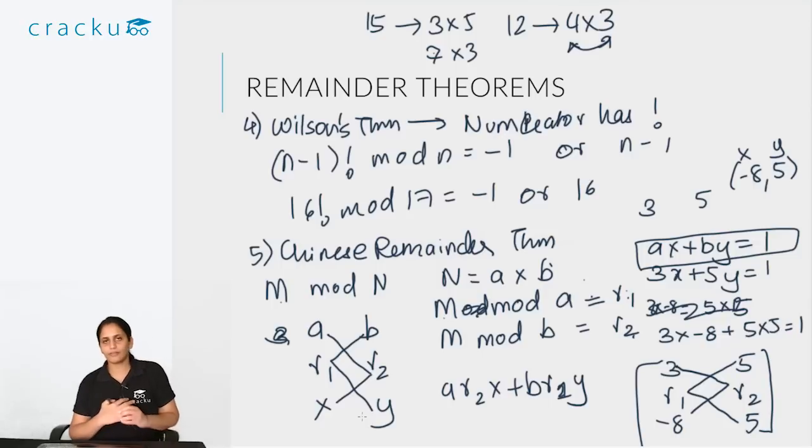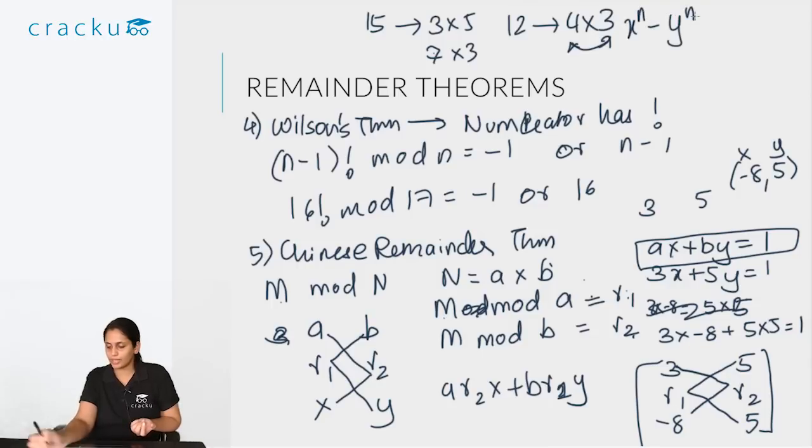There are two other things that you should remember in remainder theorems. Suppose you are given an expression with x raised to something and y raised to something. Remember that x raised to n minus y raised to n is always divisible by x minus y, irrespective of whether n is even or odd, and x raised to n plus y raised to n is divisible by x plus y if n is odd.